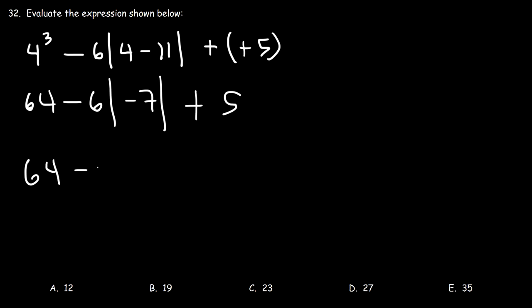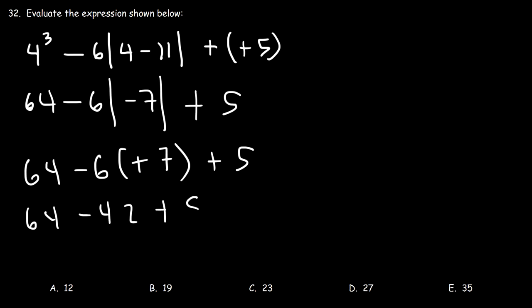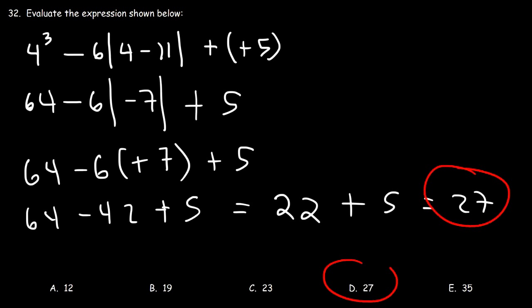Now we have an absolute value expression. The absolute value of negative 7 is basically positive 7. And then 6 times 7 is 42, but we have negative 6 times positive 7, so that's negative 42. And 64 minus 42 is 22, and 22 plus 5 is 27. And that's it for this problem, so D is the right answer.